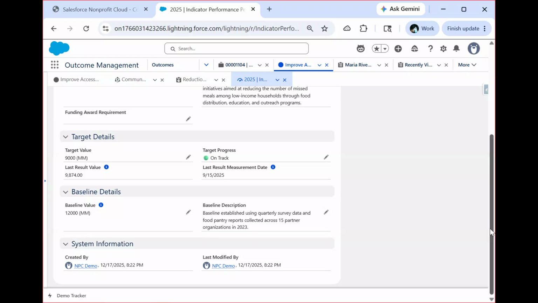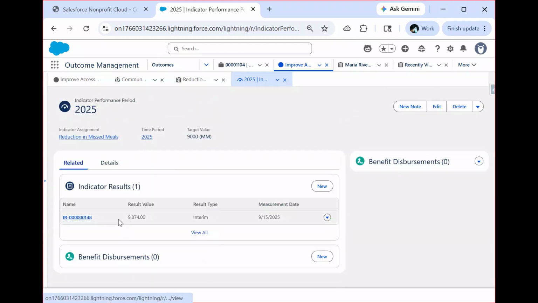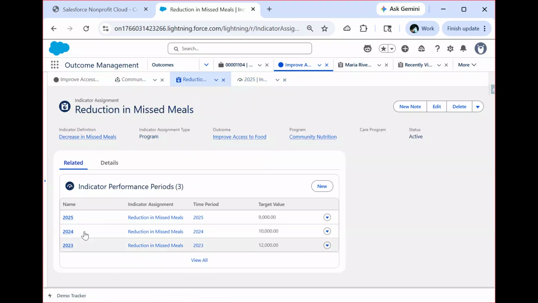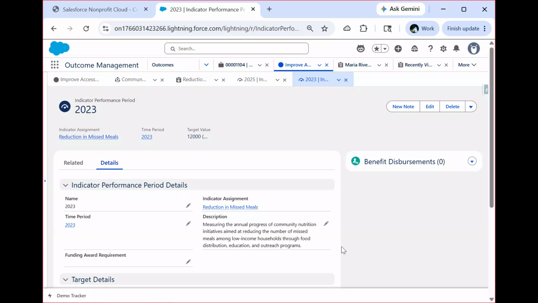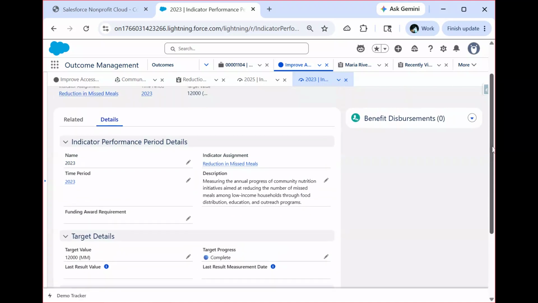So just to reiterate, we are expecting this particular indicator to decrease over a period. So every year we are expecting it to decrease. That's why the target value is getting decreased every year. If I look into 2023, we had a target value of 12,000 and the baseline was 15478. So this way we can run the reports.